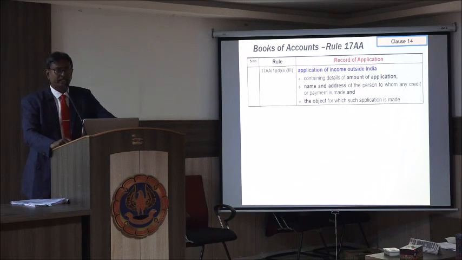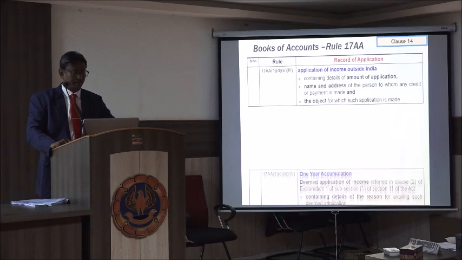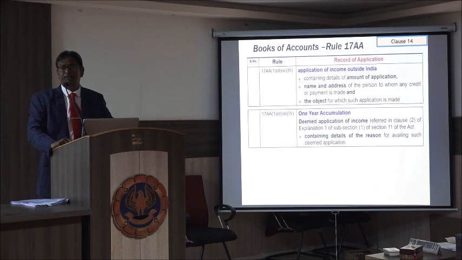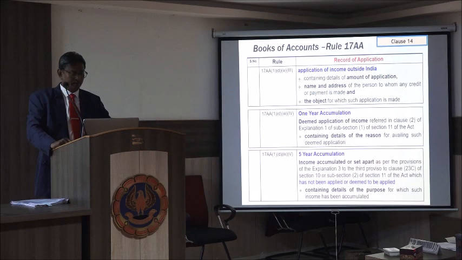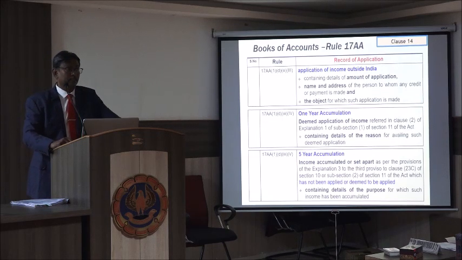Application of income outside India. As we discussed earlier, with the permission of CBDT, you can spend money outside India. So if you have done anything, you have to have records of them. And 1 year accumulation details you have. I have received grants or funds or donations at the fag end of the year where I cannot spend within 1 year, I will be able to spend then, so go for 1 year accumulation. So you have to have records of them, whether online or manual.